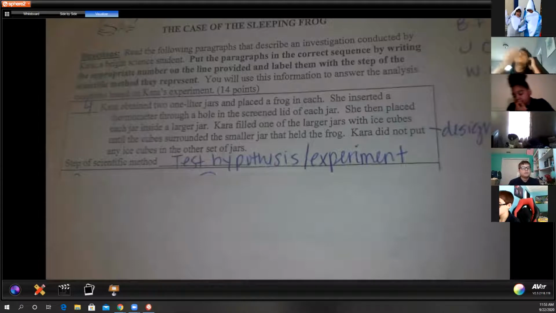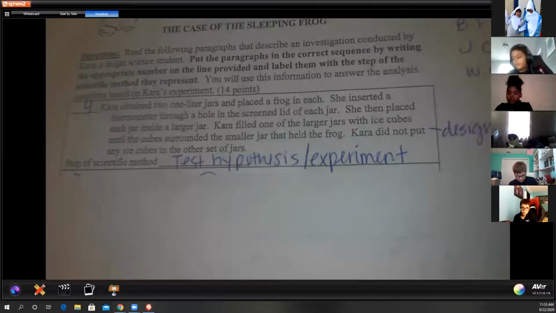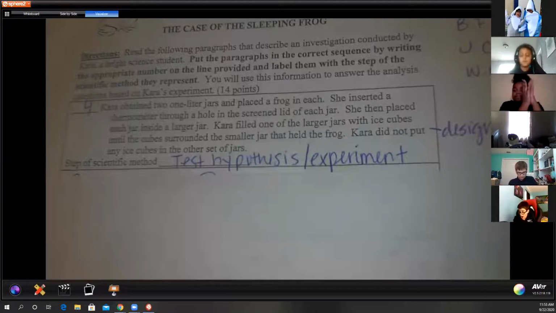Kara obtained 2 1-liter jars and placed a frog in each. She inserted a thermometer through a hole in the screen lid of each jar. She then placed each jar inside a larger jar. Kara filled one of the larger jars with ice cubes until the cubes surrounded the smaller jar that held the frog. Kara did not put any of the ice cubes in the other set of jars.